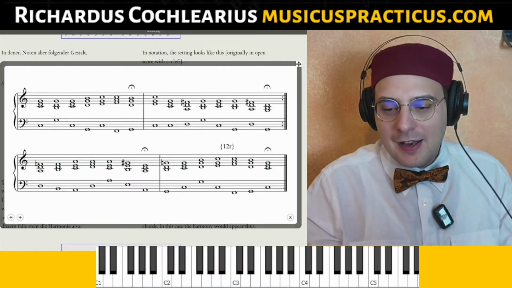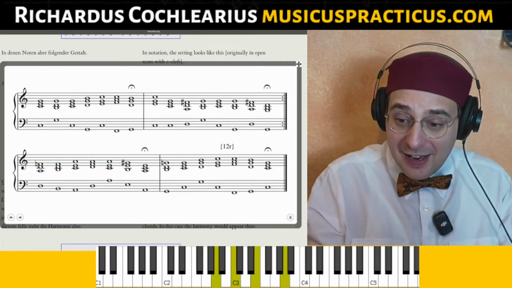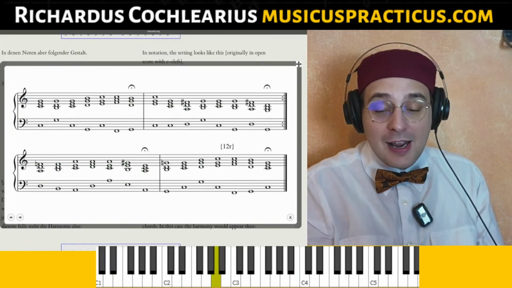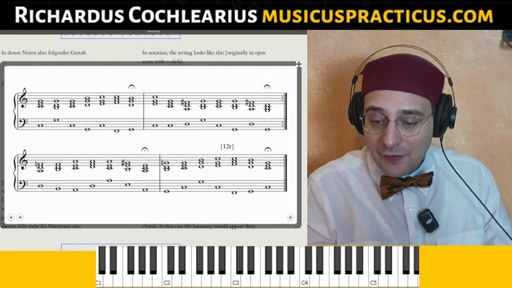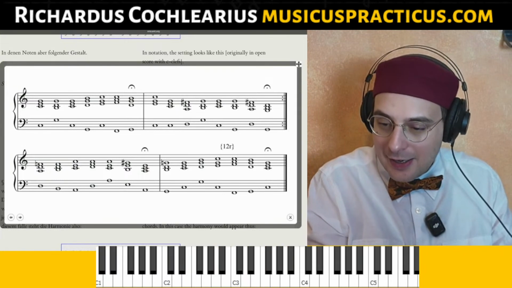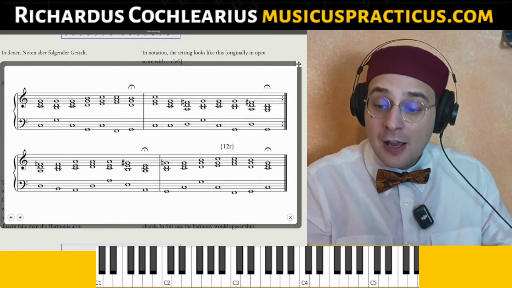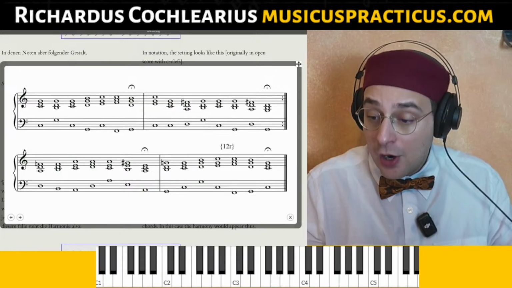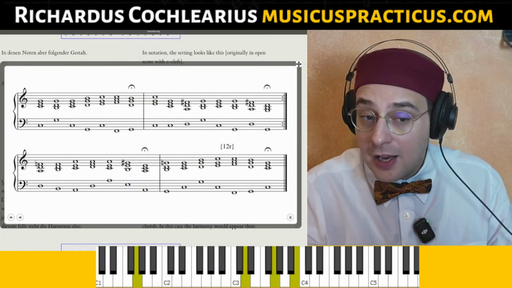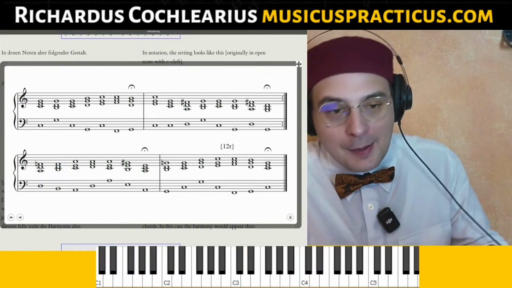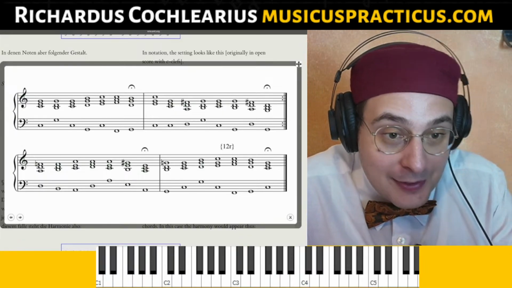Fa, fa, la, la, la, sol, and then moves down. So re, re, mi, fa, sol, fa, mi, re. In the tenor, mi, fa, re, mi, fa, re, do. Or moving up. Clausola formalis perfettissima.